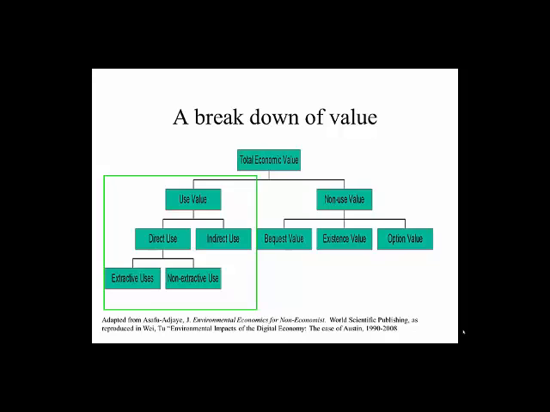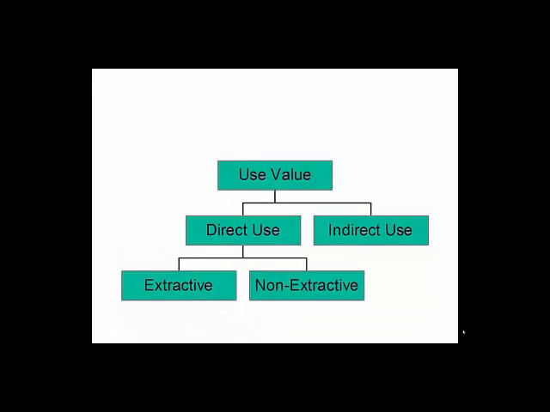So we need a good framework to deal with those types of values. The first main group of values is what we call use values. On the right, we're going to have non-use values. I'm going to come to those in a second. Use values are broken down into direct use and indirect use. And then on the direct use side, we've got extractive and non-extractive. So let's look at some examples.